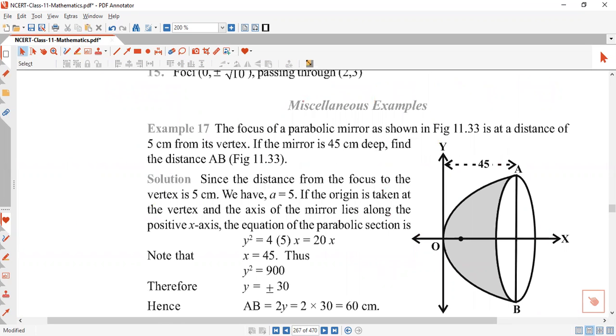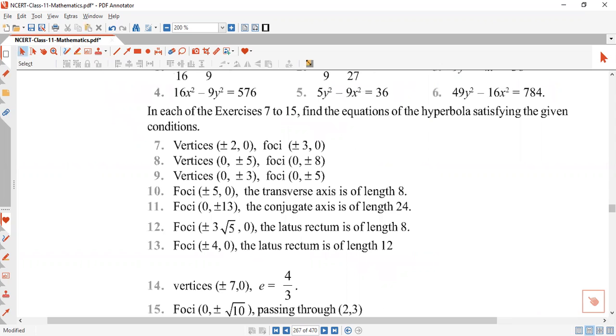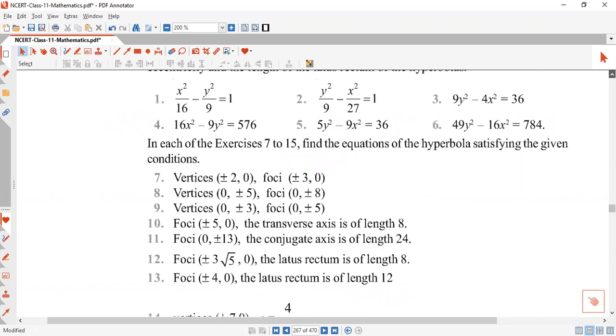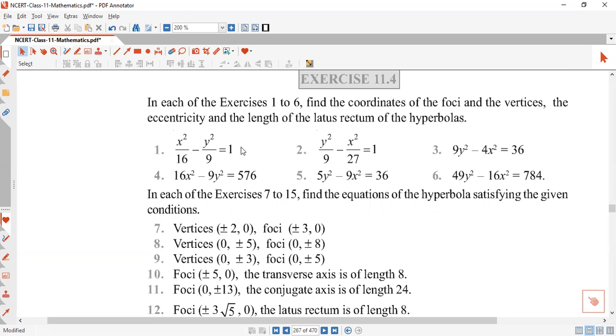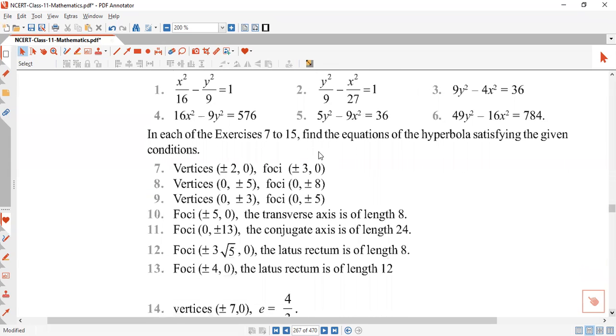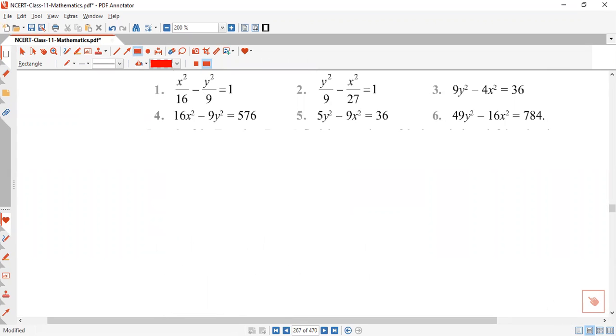Now, we want to do question number 4. Again, for this question, we have to find the same things: the foci, vertices, eccentricity, and the length of the latus rectum of the hyperbola. See, this equation is not in the standard form. First, convert the equation into the standard form.